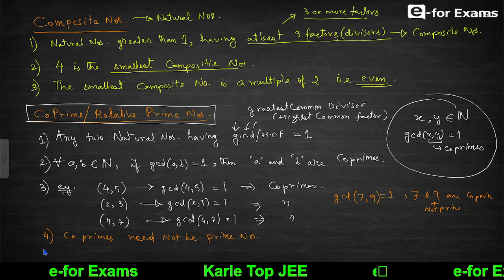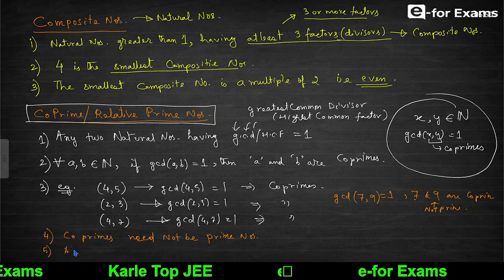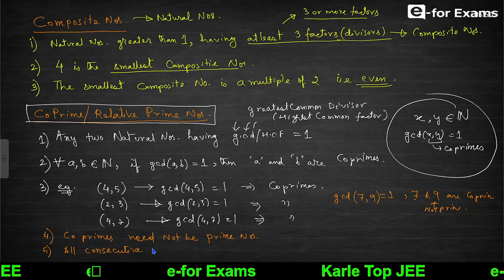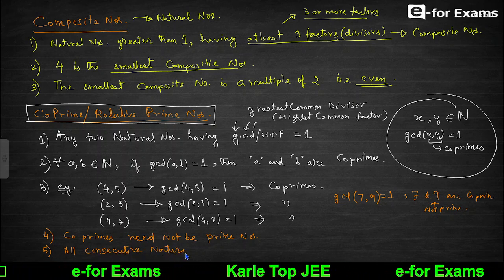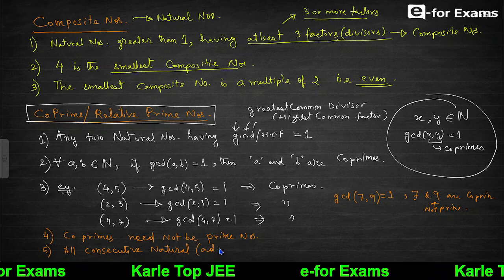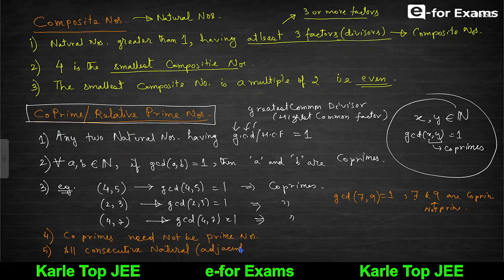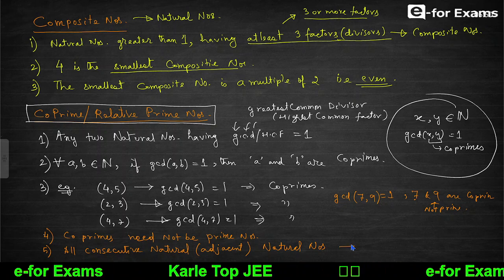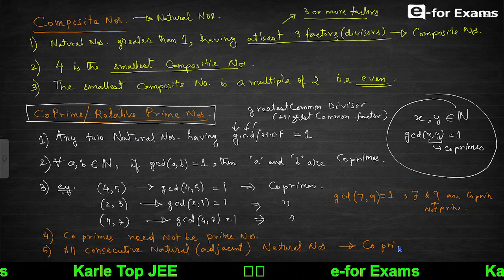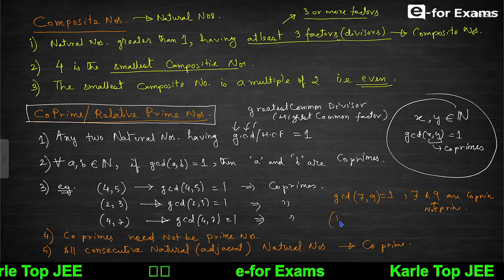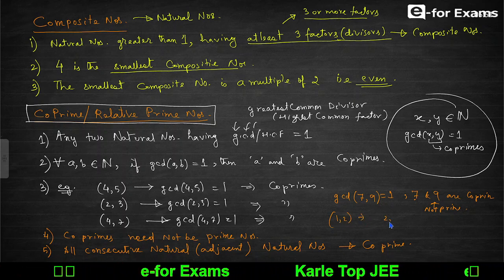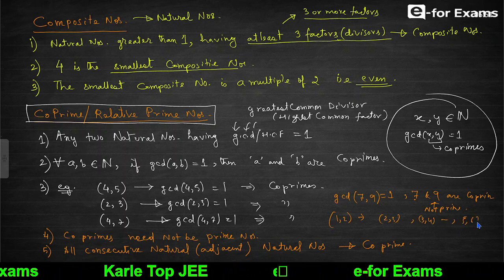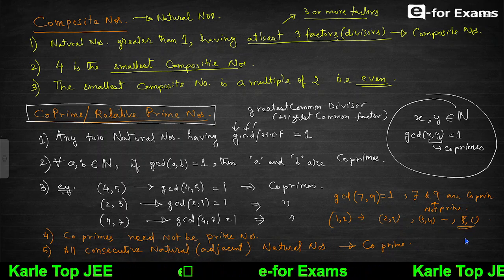And one important point is number 5. All consecutive natural numbers. Consecutive means adjacent. Adjacent natural numbers are co-primes. If you take any two consecutive natural numbers, 1, 2, they are co-prime. 2, 3, they are co-prime. 3, 4, they are co-prime. 5, 6, they are co-prime. Because their HCF will be 1 always.